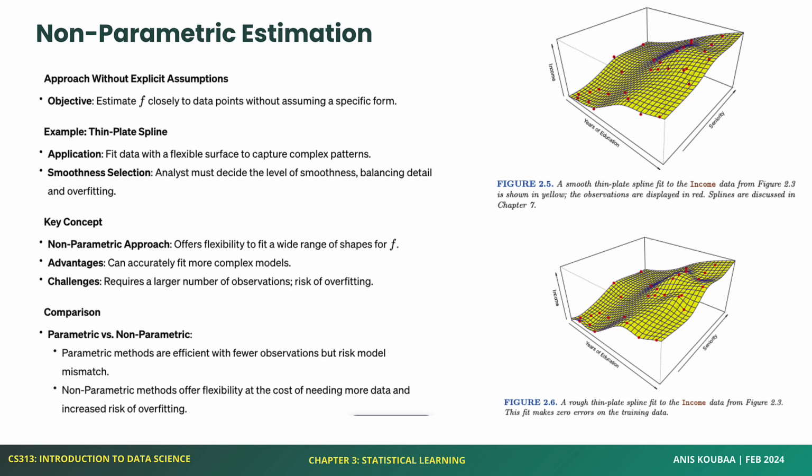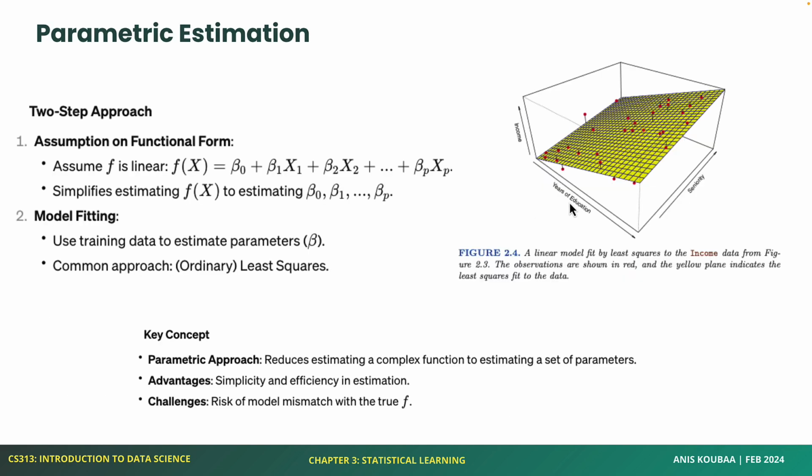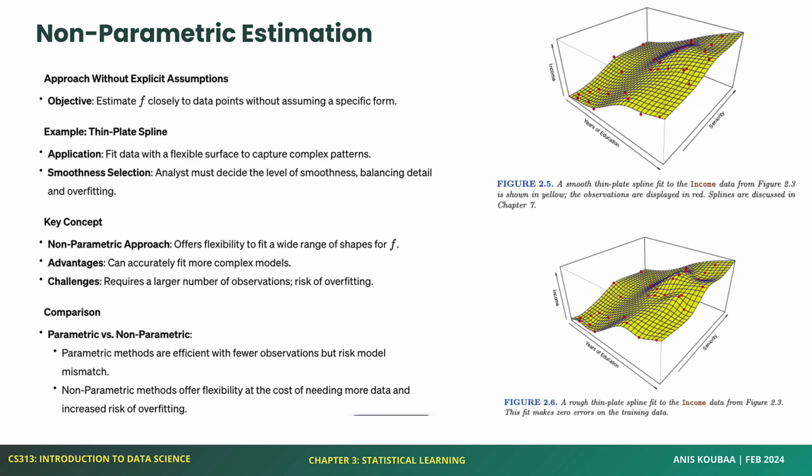So the advantage is it can accurately fit more complex models, and this one cannot. If I have more variations in the data, it will just increase the loss and the discrepancies between the points and the model. The model can adapt, but still not as close as this type of non-parametric estimated model.